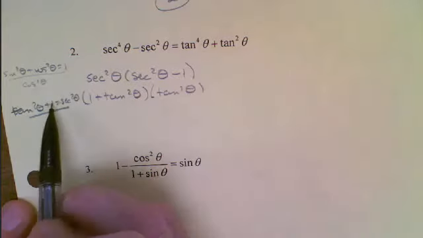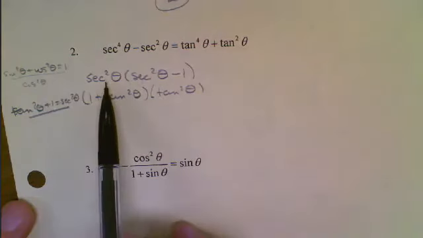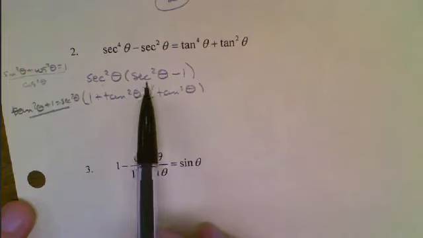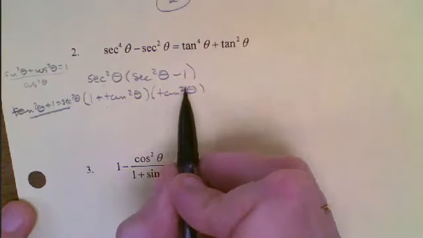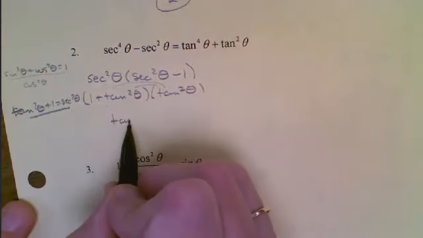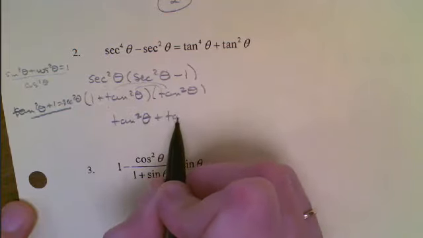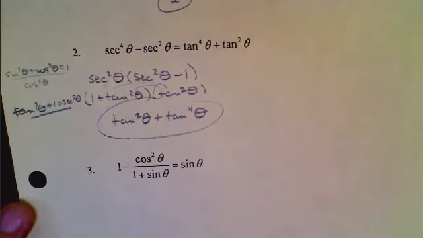So I don't need to see any of this work over here. In fact, if you do that work, make sure it's off to the side. You should just be able to figure out that secant squared is 1 plus tangent squared, and secant squared minus 1 is tangent squared. And then if I distribute this tangent squared to each of these, I'm going to get tangent squared theta plus tangent to the 4th theta. And that's where I was trying to get to, so I'm good.